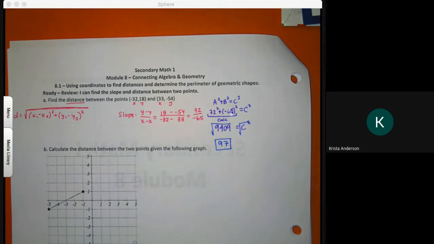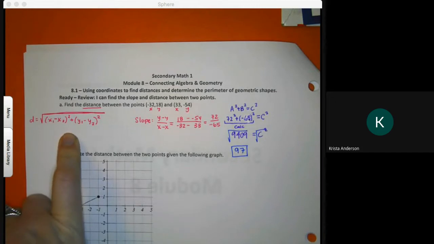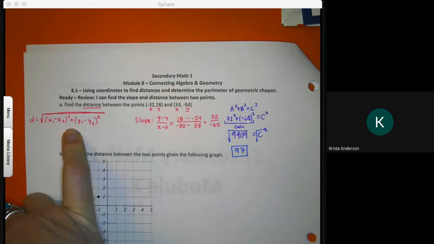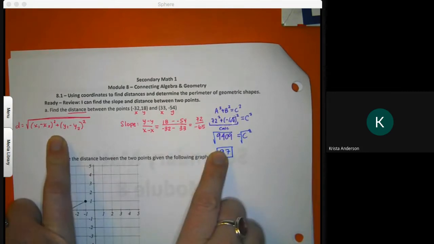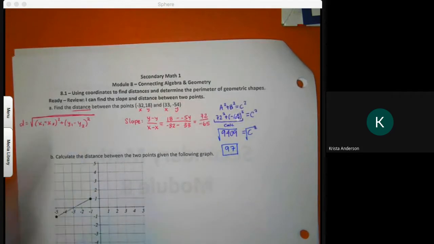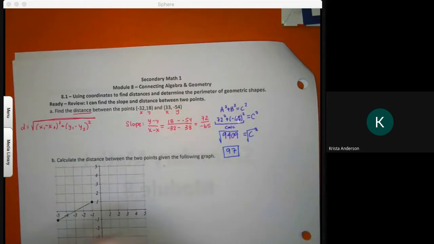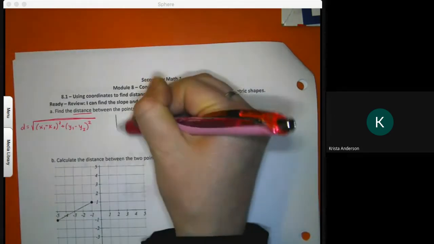Wait, so we can either use like what? The formula? Or the slope thing? Yep, you may either use the formula and plug in, or you can do the slope and the distance like we had in the past. So either one will work. Yep, they both give you the same answer. So today you actually have quite a few options on how you do it.